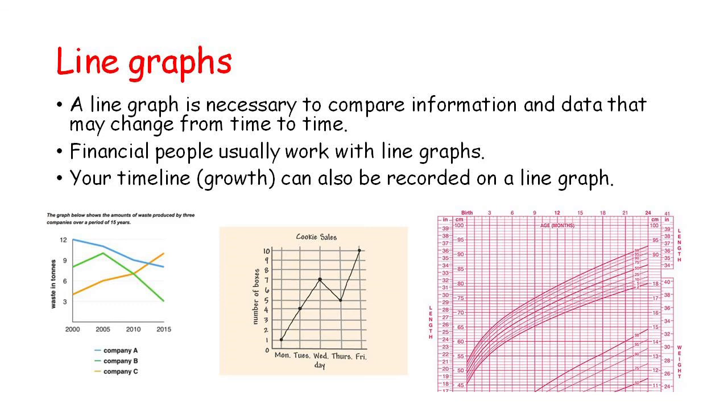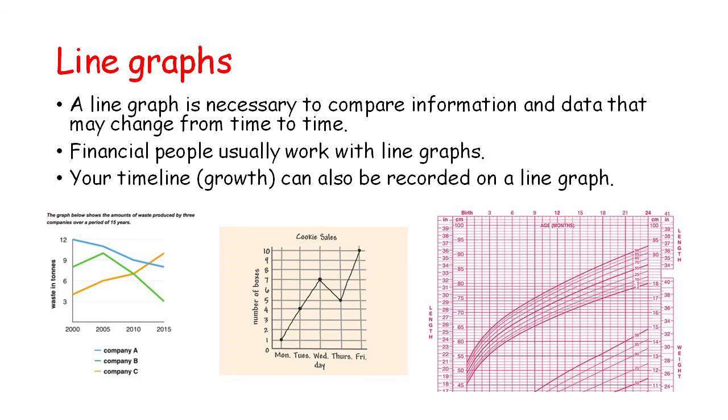Your timeline, in other words, how much you grow, can also be recorded on a line graph. So if you look at this pink line graph here on the end, you will see that there are curves going up from the side that says length, and then how old you are is at the top. So in other words, when you're born, you have a specific length, and then it goes up, up, up, up, up, according to this graph. Then they will see, by making little dots at your specific age, how tall or how much you have grown from, for example, when you were born to when you were 3 months, 12 months, 24 months, etc.